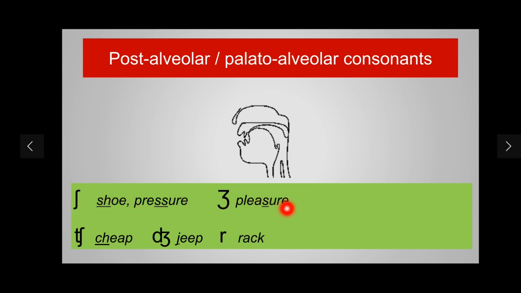While the last one here that we have is R. By place, that is post-alveolar. By manner, we call it an approximant consonant sound. By voicing, it is a voiced one. So "ch" is voiceless, "j" is voiced, and R is also a voiced one.